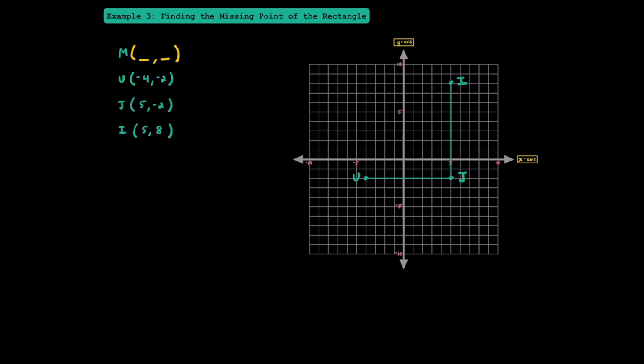Pause the video and think about it. Can you figure out where the last point M has to be to create a rectangle? To be a rectangle, the opposite sides have to be the same length. Let's see how long segment IJ is.